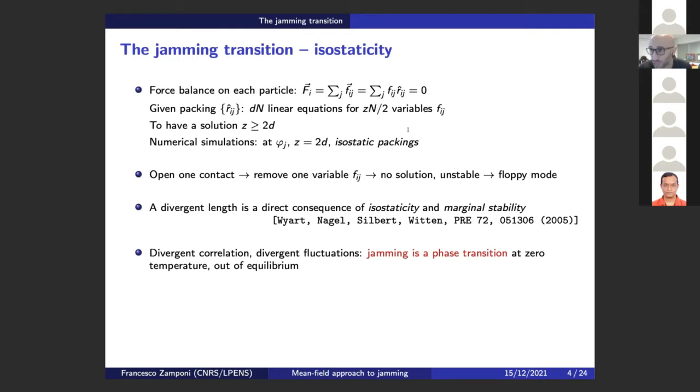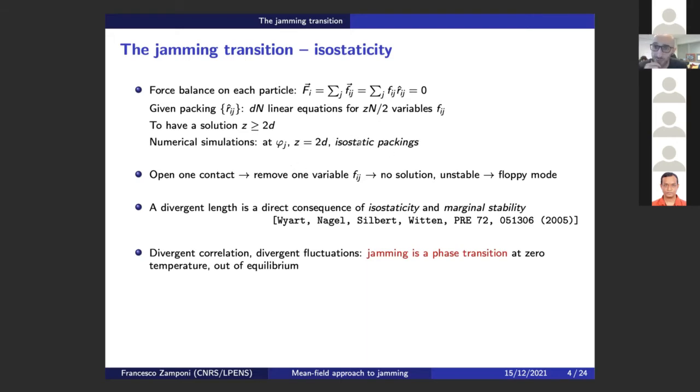And so in the generic case, in order to have a solution, you need the number of variables to be bigger than the number of equations. So you need the connectivity to be bigger than 2d. So for example, in 3 dimensions, you want to have more than 6 neighbors per particle on average in order to find the solution for the forces. And this number 2d is special because people numerically found that at jamming, this inequality is precisely saturated. So the number of neighbors is precisely equal to the minimum number required to have stability. Okay, so these are called isostatic packings.